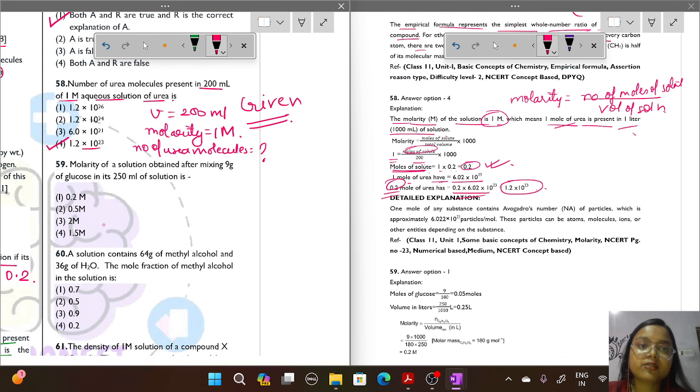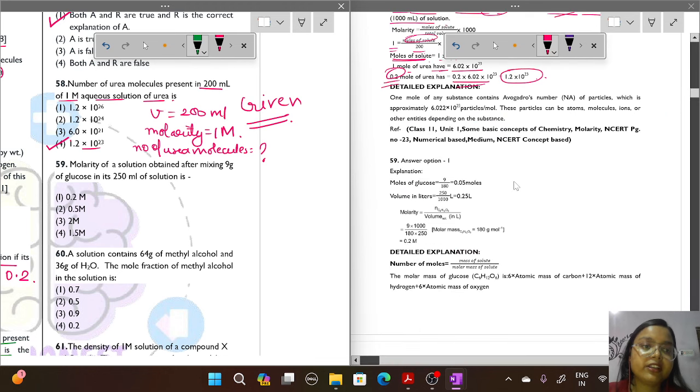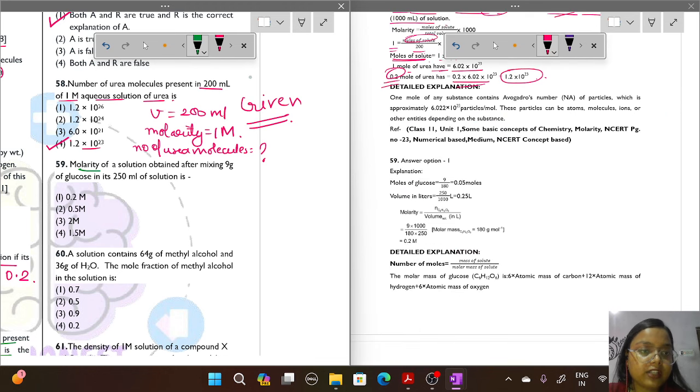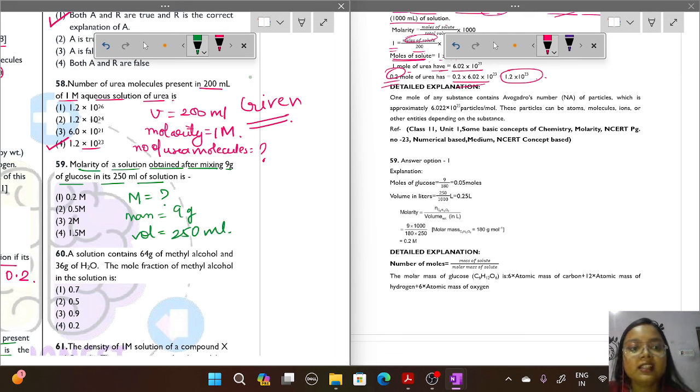Next question is question number 59. Question number 59 says: the molarity of the solution obtained after mixing 9 gram of glucose in its 250 ml solution. Okay, molarity of the solution, molarity is capital M, we have to find out after mixing 9 gram of glucose. Okay, mass is given as 9 gram and volume is given as 250 ml. Okay, this is given and we have to find out the molarity.